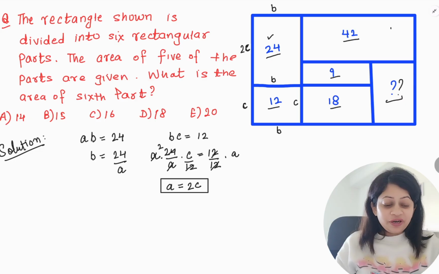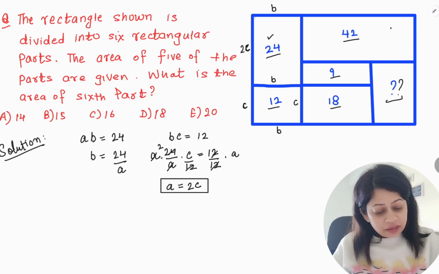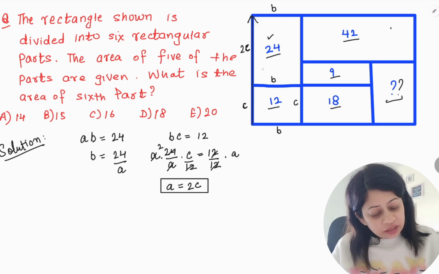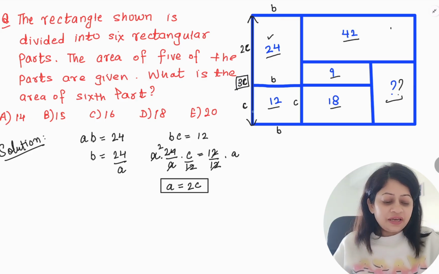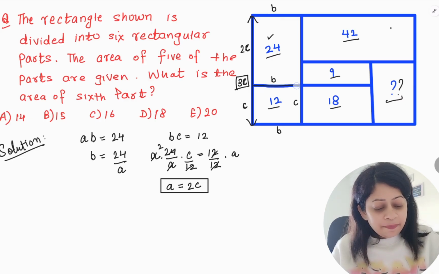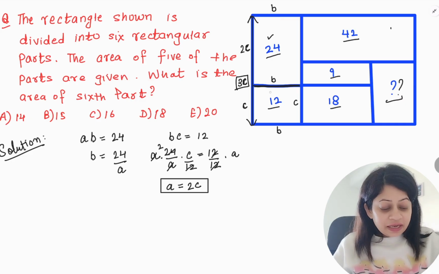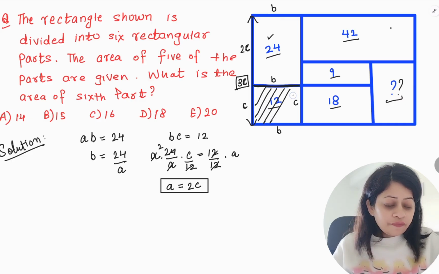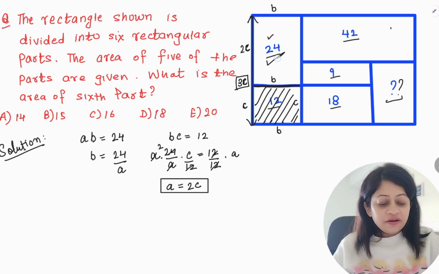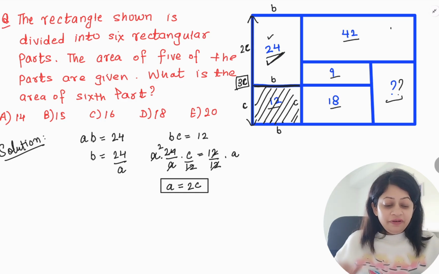Are you getting my point? So this whole side, I will mark it in black now. This whole side is what? 3C. This whole side is equal to 3C. Out of this, one part is double of this side, right? And the breadth is the same. So that means this area is half of this whole area. Okay, for now we leave it here.